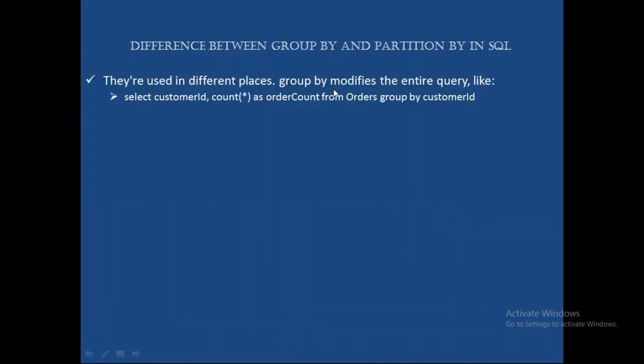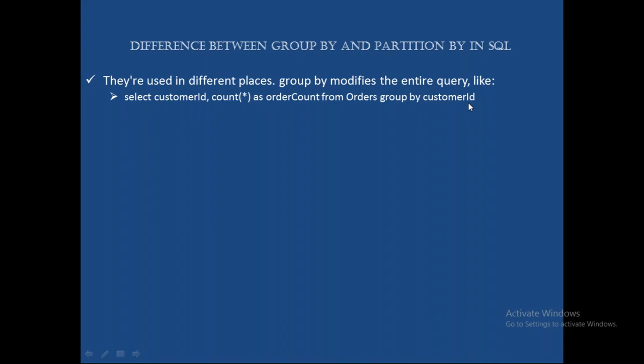Okay, so this particular group by you are going to use in multiple places. Select customer ID, comma, count of star as order count from orders group by customer ID. So from each customer, you want to understand how many orders he has placed. What we are doing: group by customer ID.